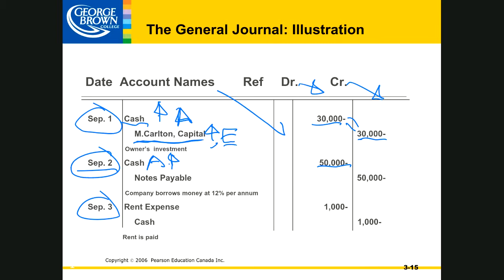Next, our notes payable or our bank loan account, which is a liability account, is also increasing because we took a bank loan. We now have more obligations to pay. So we want to credit the bank loan account because credits are how we show liabilities are increasing. And they both equal, debits equal credits, perfect.